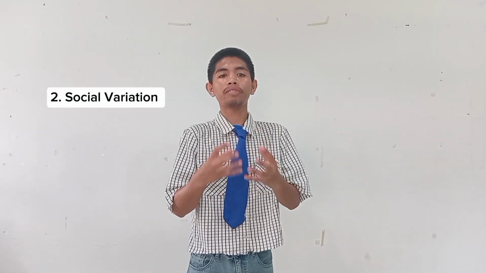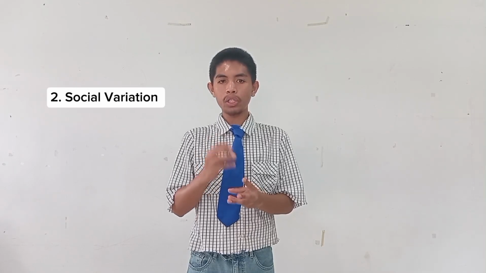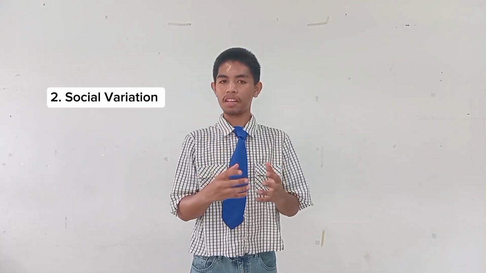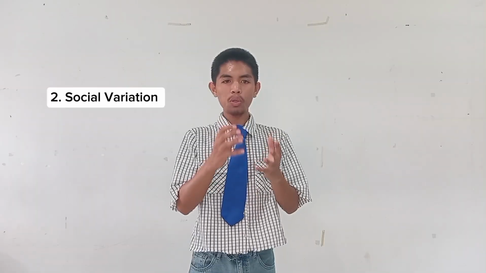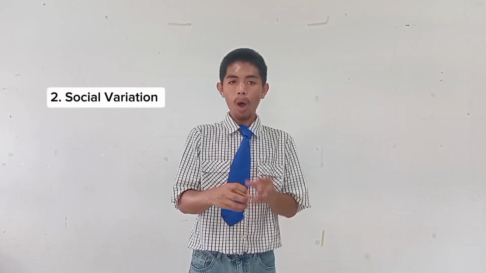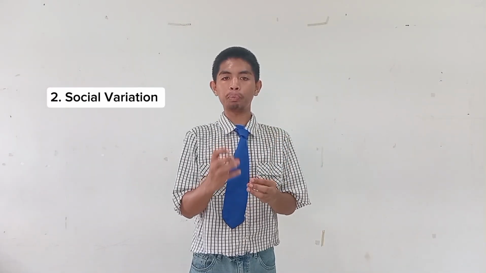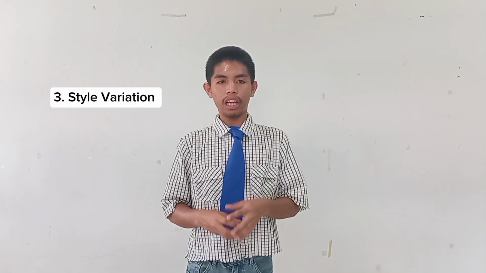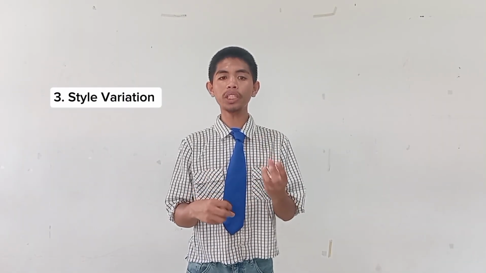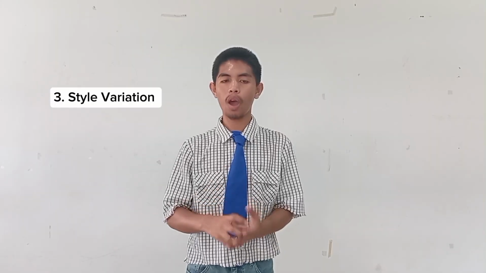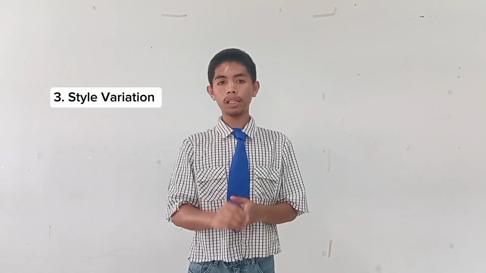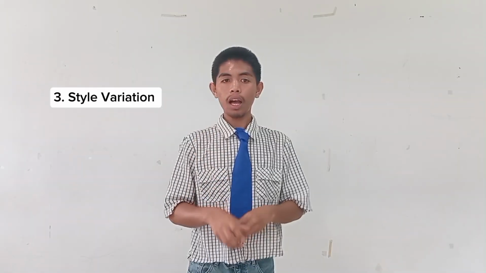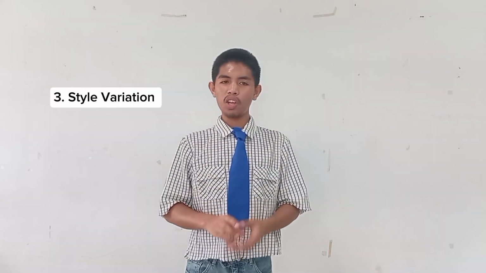Second is the social variation, based on social class, age, gender, or ethnicity. For example, students often use slang, while older adults prefer deep Filipino. Third is the style variation. It changes the speech according to formality or situation. For example, formal: "Good morning, sir, how are you today?" Informal: "Hey sir, what's up?"